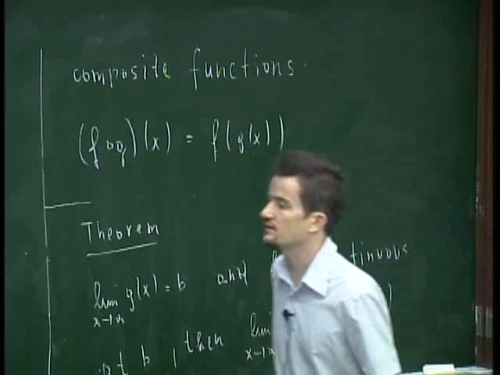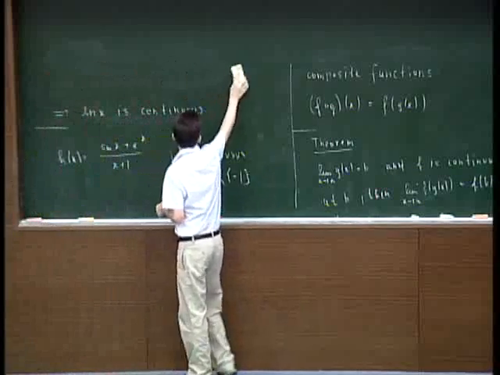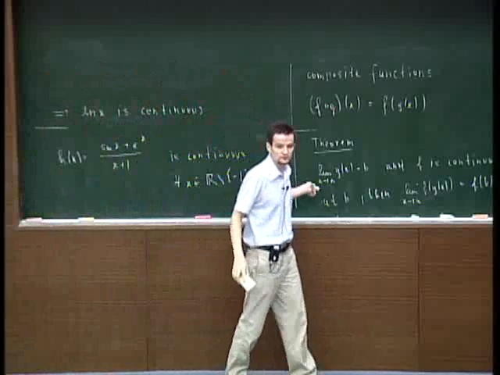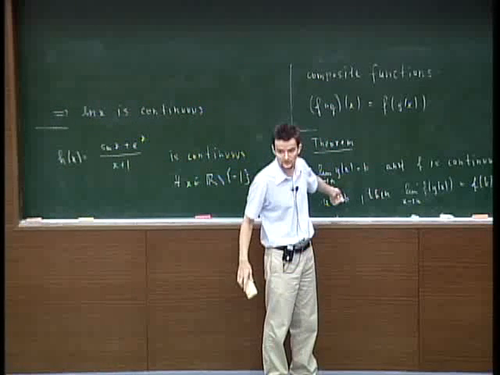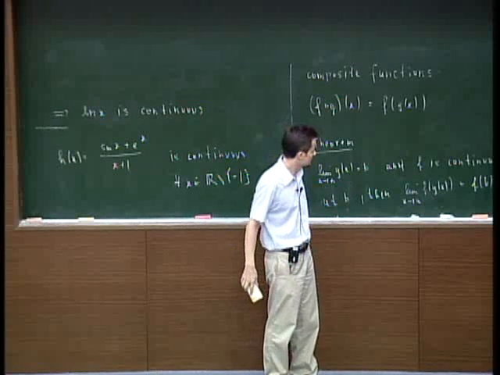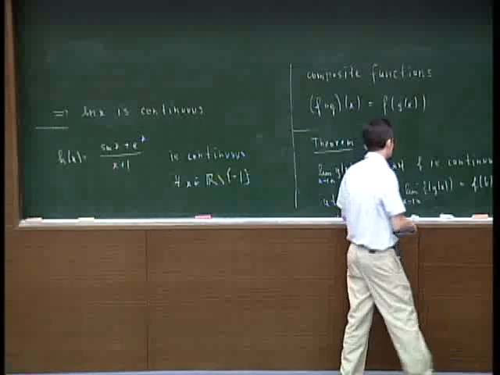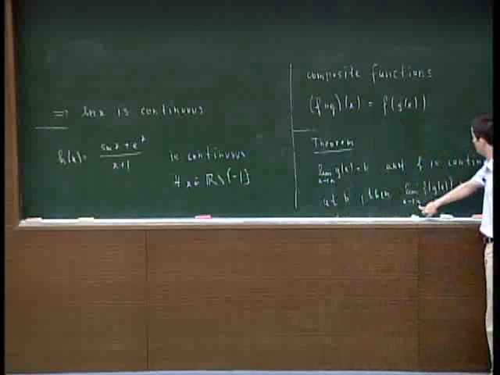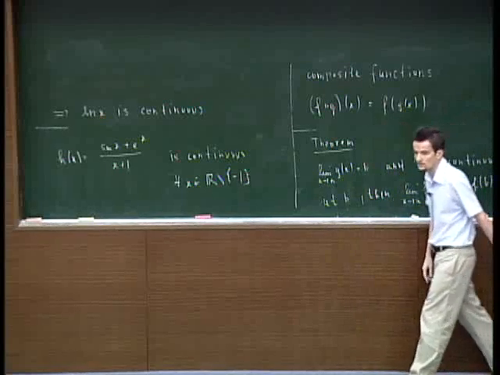Okay, so this theorem is easy to prove using the epsilon-delta definition of the limit. You can try this as an exercise. Try to prove, using the epsilon-delta definition, that this theorem holds. So given an epsilon, try to find the delta such that if x is sufficiently close to a, this value is sufficiently close to f of b.